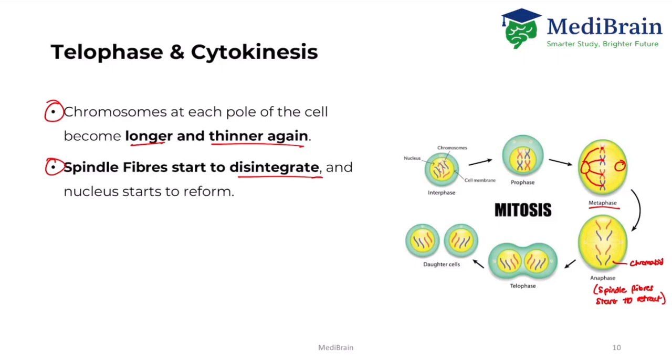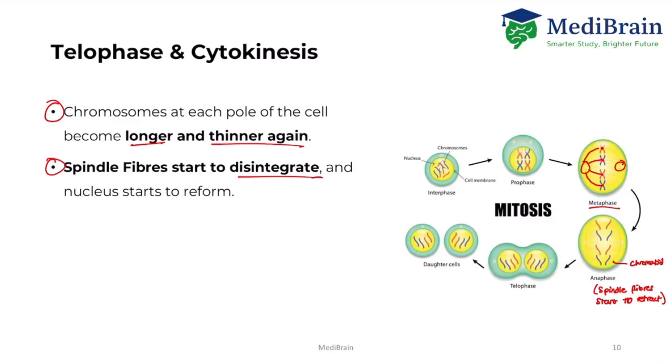In telophase, your chromosomes have separated. So your chromatids have separated. The chromosomes which have separated now will become longer and thinner. Before they were shorter and fatter. At the end, they become longer and thinner.